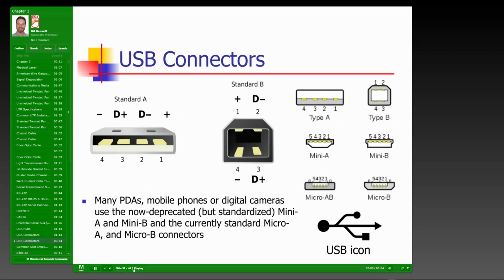And then here in this graphic, we're just showing you the actual makeup of the pin structure of each of the different types of connectors that we looked at in the previous slide there. So we have the standard A and B, followed by the mini and the micro on the far right there, and then even the USB icon. Of course, that's something that we all recognize now as being the graphical indicator of the fact that a particular device is a USB-based device.